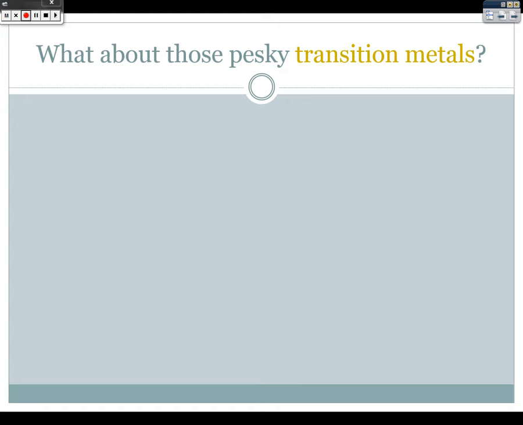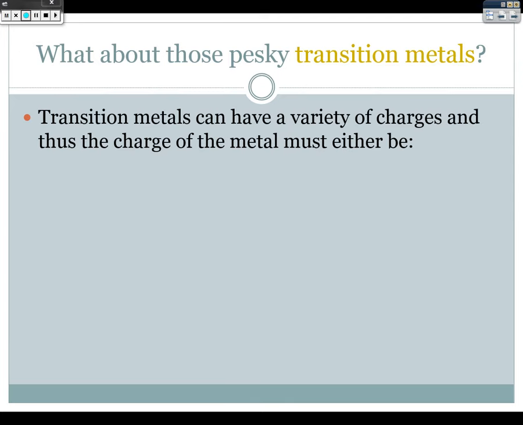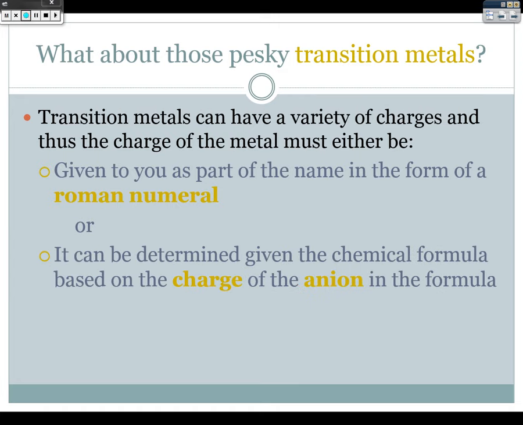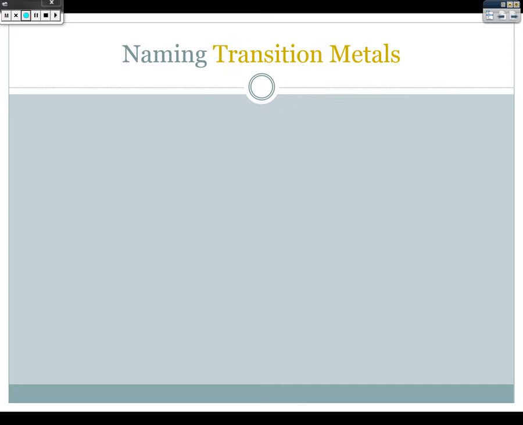Okay, but what about those pesky transition metals? They're still metals, so they do ionic bonding, but we have to figure stuff out with them. So transition metals can have a variety of charges, and thus the charge of the metal must either be given to you as part of the name in the form of a Roman numeral, or it can be determined given the chemical formula based on the charge of the anion. So let's take a look at that.